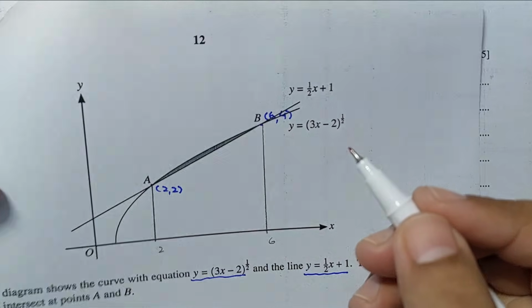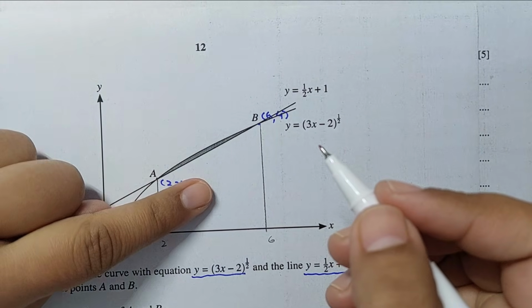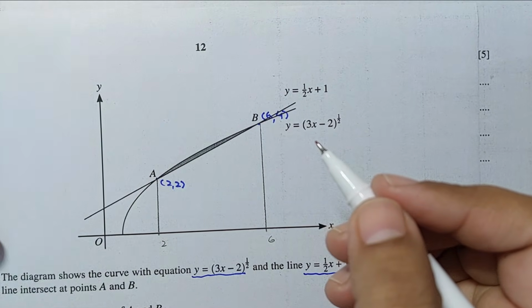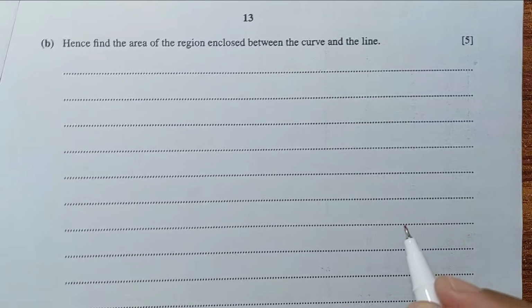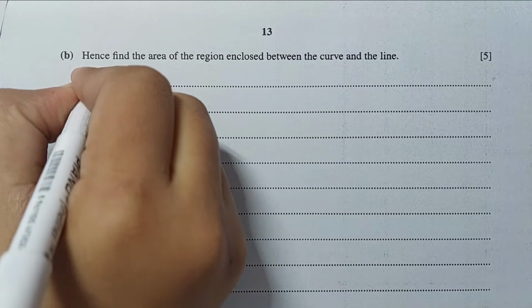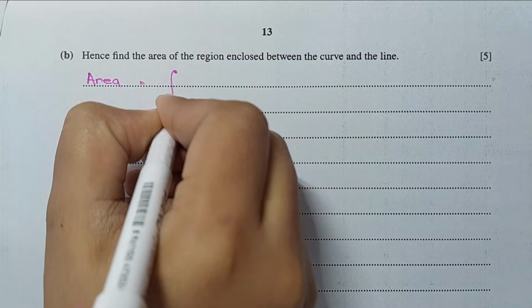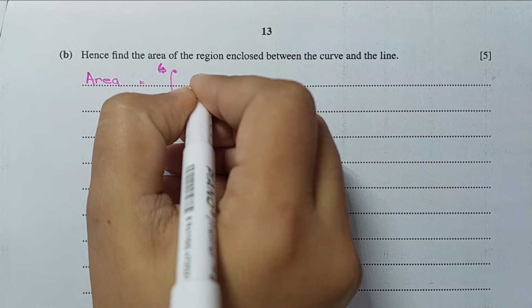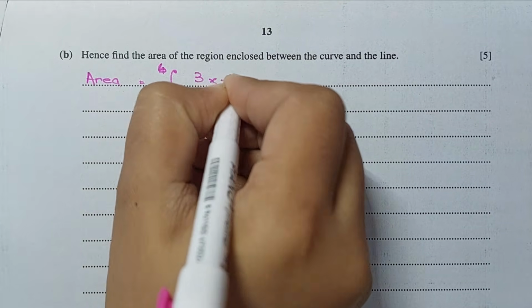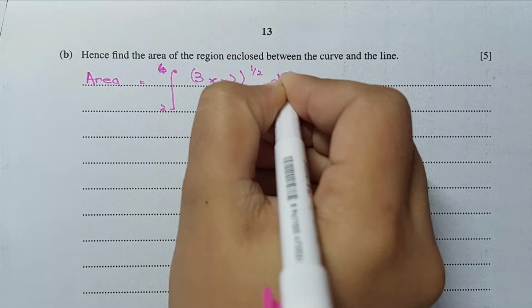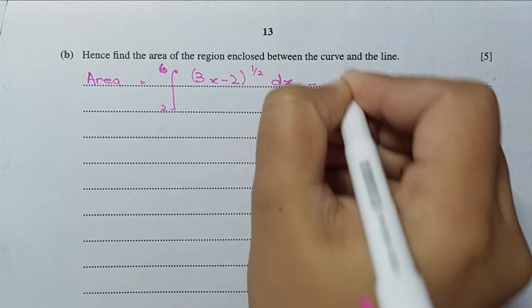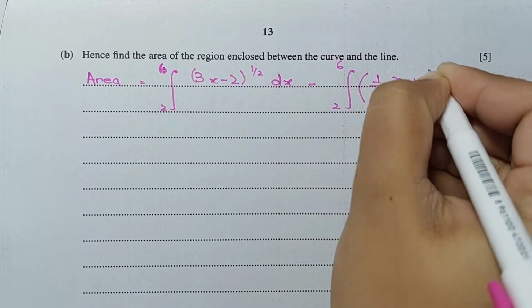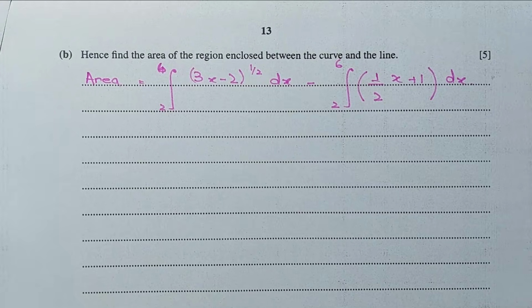We have both equations, right? Because this area is between the curve and the line. So if the curve is at the top, then curve subtract line. If the line is at the top, then we do line subtract the curve. So that area becomes the integration from 2 to 6 of the curve, (3x minus 2) to the power 1 by 2, with respect to dx, minus the integration from 2 to 6 of the line, which is half x plus 1, with respect to dx. This would be the area.